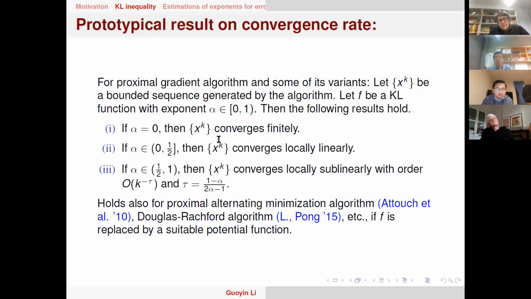If alpha is 0, then the sequence converges finitely. If it's between 0 and 1/2, where 1/2 is included, then it converges at a linear rate. And if alpha is in the open interval between 1/2 and 1, it's just a sublinear rate, and the order is actually related to alpha, which is explicit here. So you can see that the convergence rate really depends on whether you can find the exponents involved in the KL property.